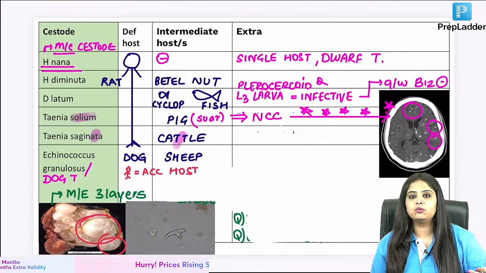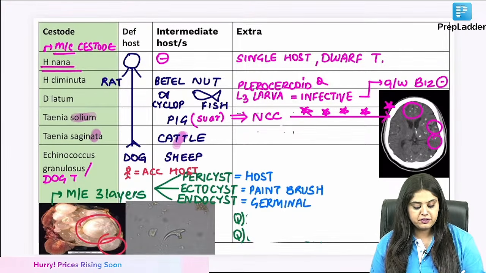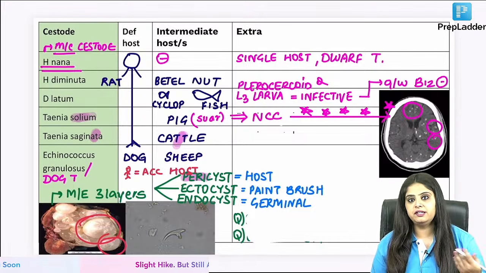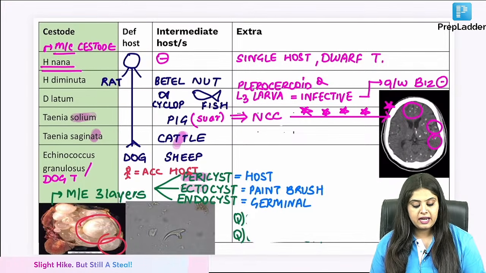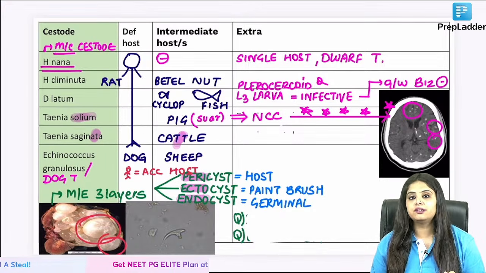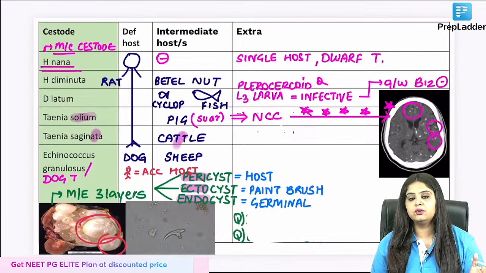So ma'am, let's go from outside. The outside layer is referred to as the pericyst. Obviously, outside is periphery. Then comes ecto, and then comes endo. No rocket science in this. Peri, then ecto, then endo.